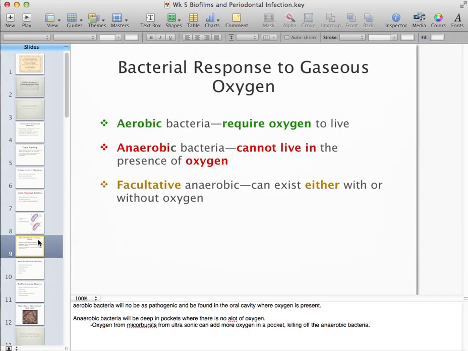And so a good little side note is when you use your ultrasonic, your little micro bursts of air can shoot oxygen in those pockets and kill them off. Because again, they cannot live where oxygen is around. So, aerobic requires oxygen. Anaerobic, no oxygen allowed. Facultative anaerobic. These can exist with or without oxygen. So they're kind of like double agents. They can be, in the mouth, on the tongue, on the teeth, but they can also be in the pockets.